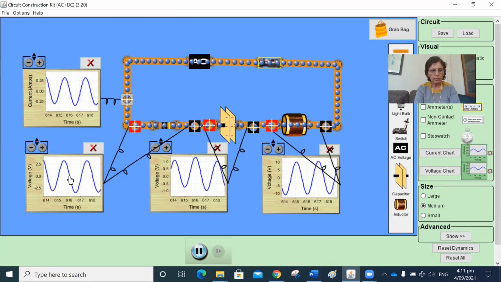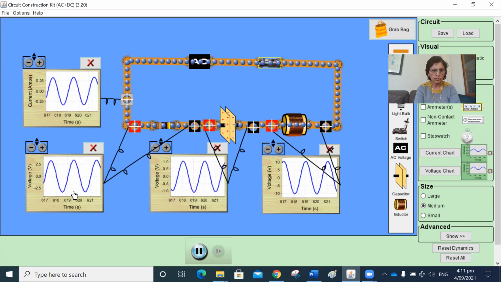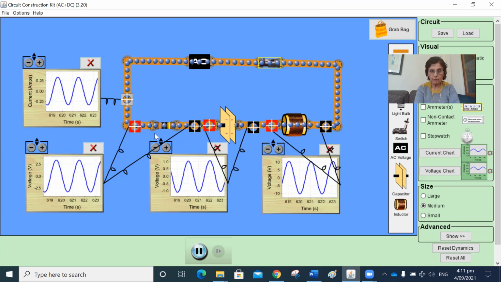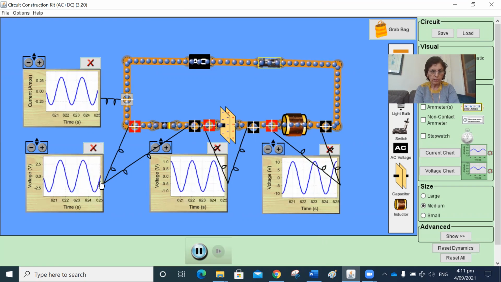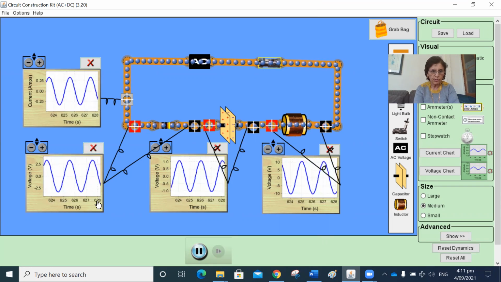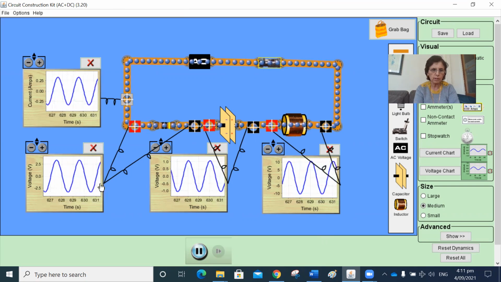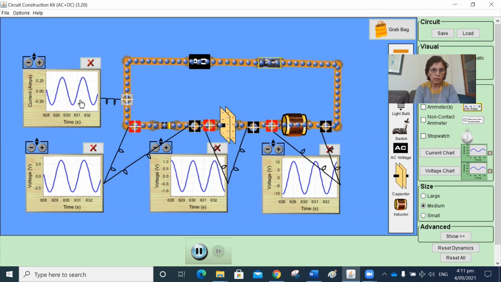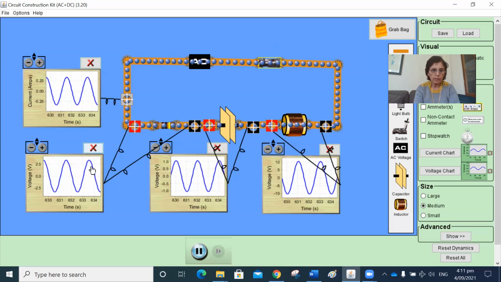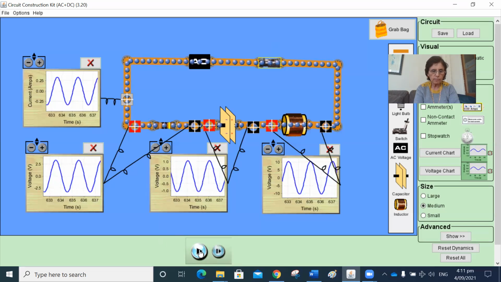Now, first of all, let's compare the current and the voltage across the resistor. The current is the same everywhere in a series circuit. And if we compare the voltage across the resistor and the current, you can see that they become maximum at the same time or minimum at the same time. Or we can say that the voltage across the resistor and the current are in phase. You can see from here, they're both maximum, or they're in phase.